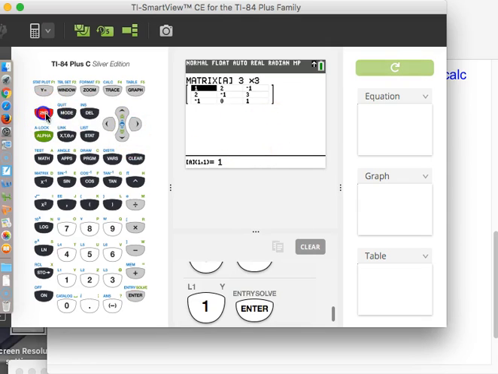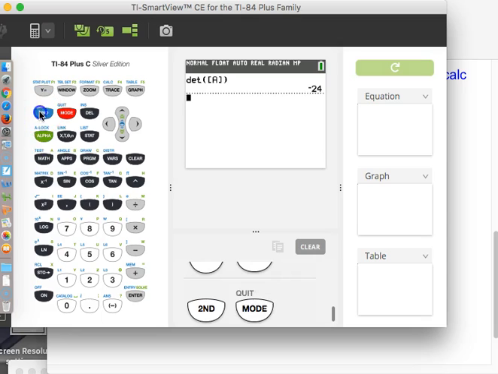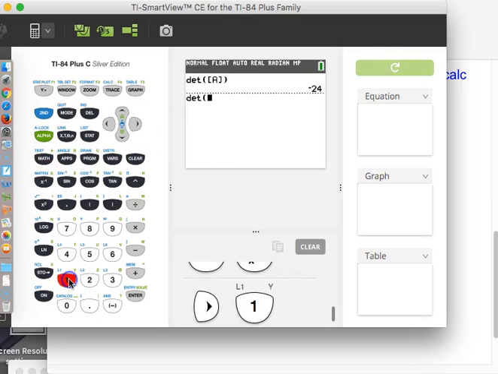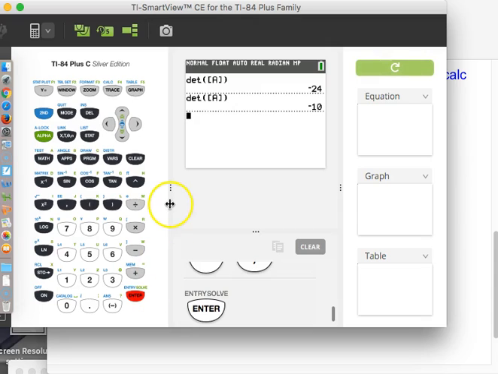So we'll go second quit, back to the main screen, second matrix, math, number 1, and then recall the name, second matrix, number 1. So our determinant is negative 10. Does it have an inverse or not? Sure does. So now we want to find it.